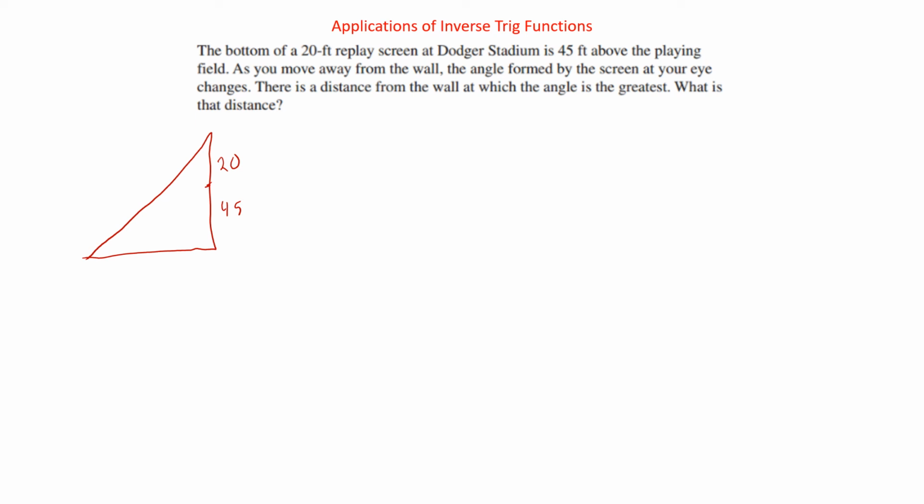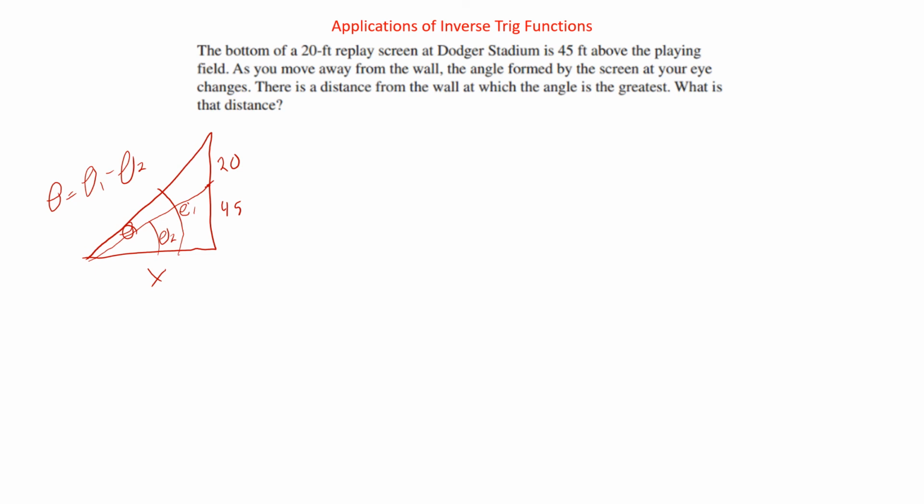Let's see. So we're looking at distance from the wall. We'll call that x. And then the angle we're looking for is this angle. That angle is going to be the big angle minus the smaller angle. So let's say theta equals theta 1 minus theta 2. So the angle we're looking at is theta 1 minus theta 2.